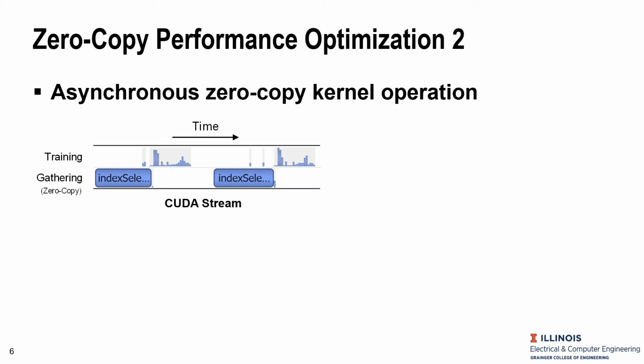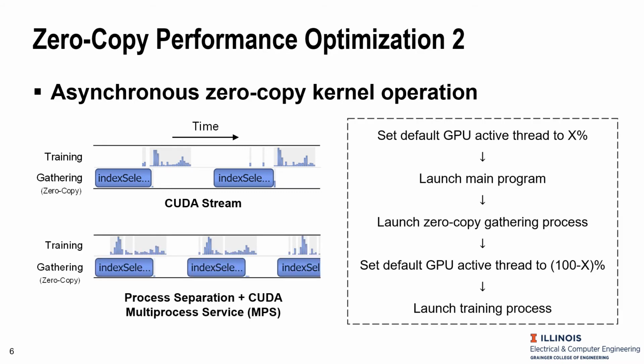Since the zero-copy kernel is occupying the GPU cores, the training kernels, which could be executed in an asynchronous manner, must wait until the entire zero-copy operations are done. In this work, we resolve the serialization problem by adopting the CUDA multiprocess service, or MPS. MPS allows users to control the maximum GPU utilization of a certain process. With this capability, we can distribute the GPU resources between the computation kernel and the zero-copy access kernel.